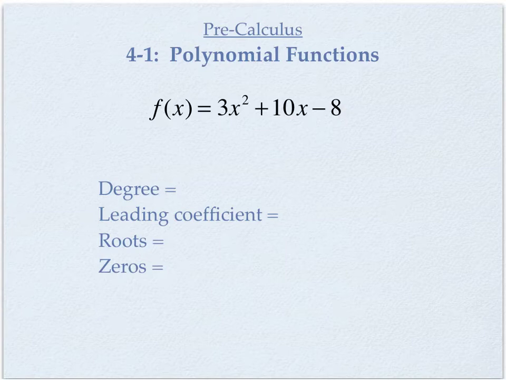And so the degree of this particular polynomial is 2. By a degree, we simply mean what is its highest power. The leading coefficient is 3. Coefficients, of course, are the numbers that are multiplied by variables, and the leading one is simply the one that is multiplied by the term that has that highest degree.